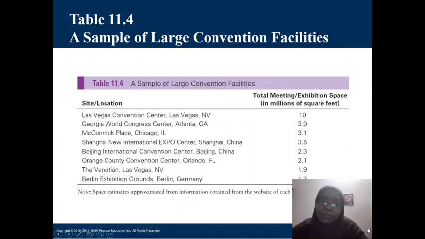Here is a sample of large convention facilities. We have the Las Vegas Convention Center. We have the Orange County Convention Center in Orlando. We have the Berlin Exhibition Grounds in Berlin, Germany, and so on and so forth. So we have many convention centers worldwide actually.